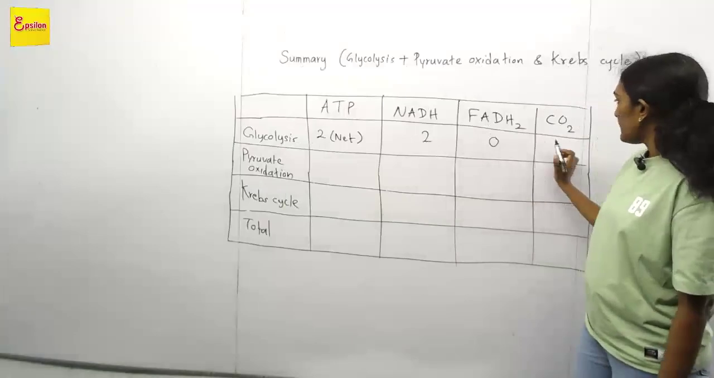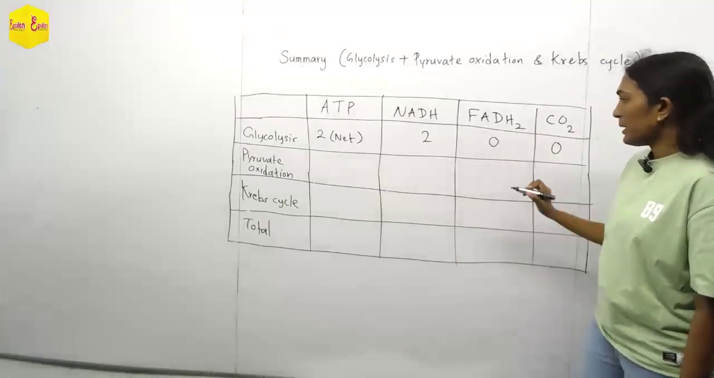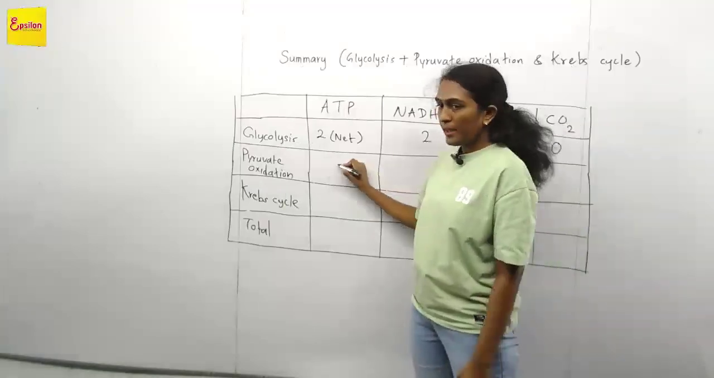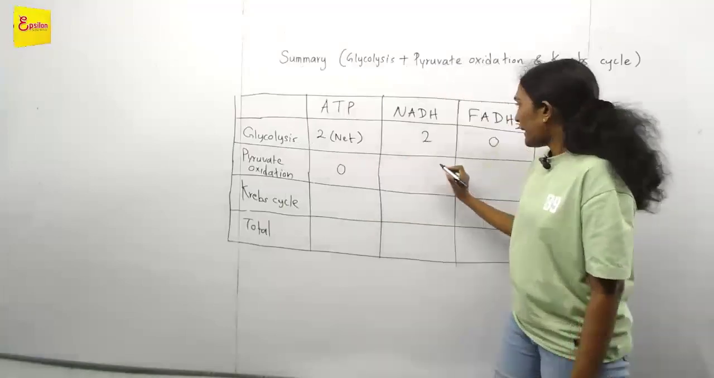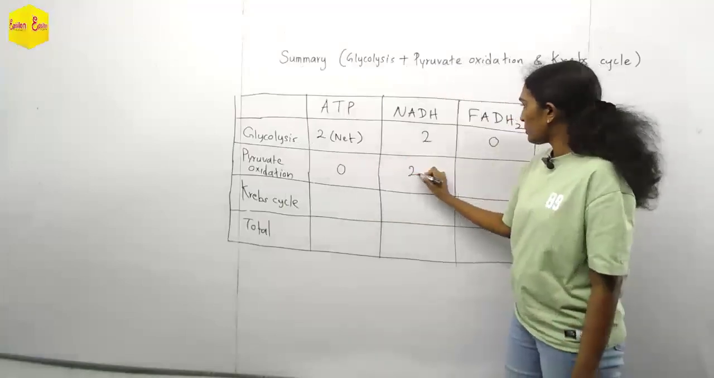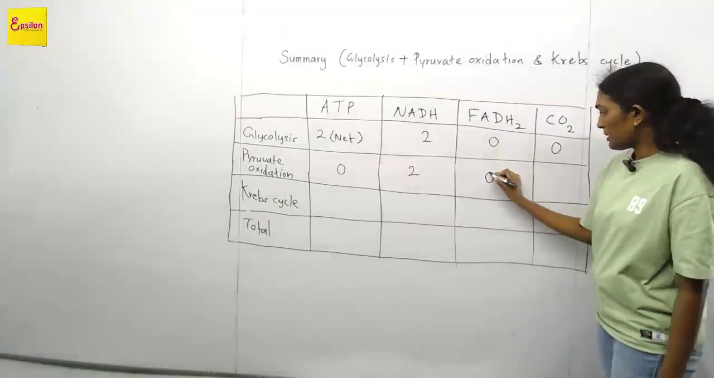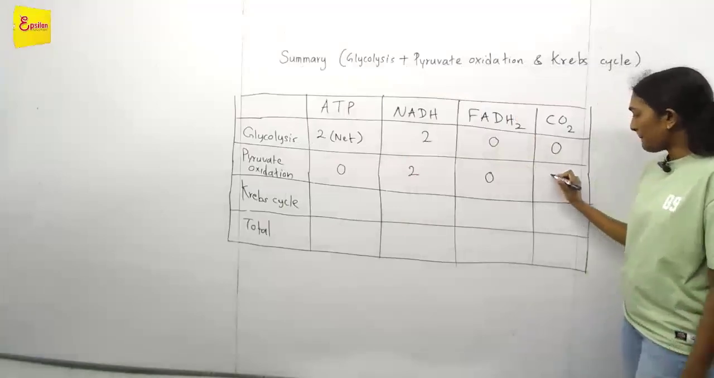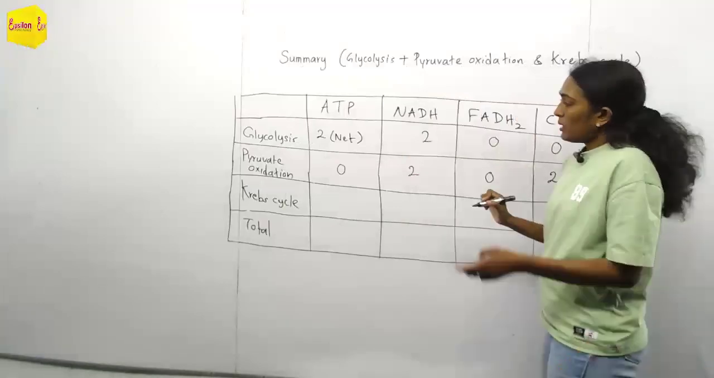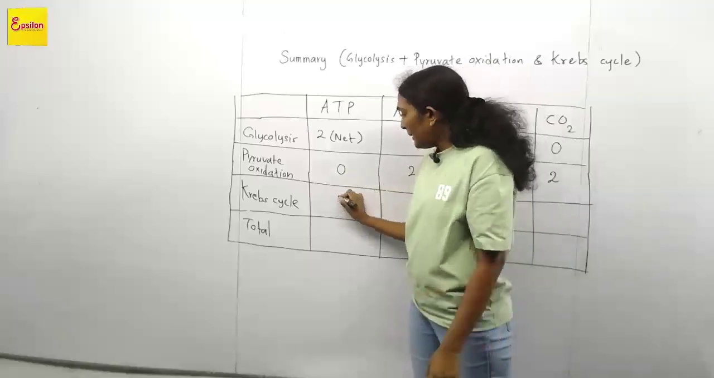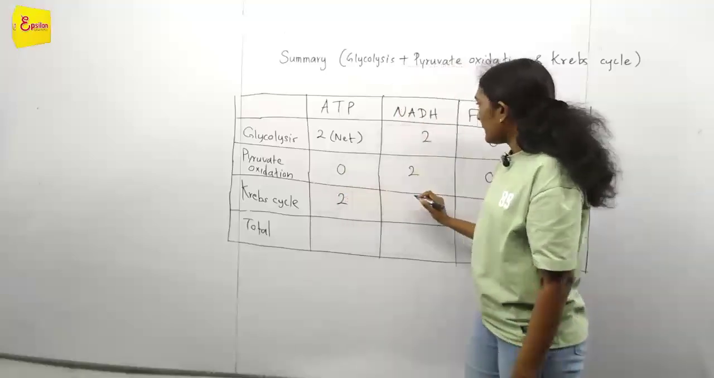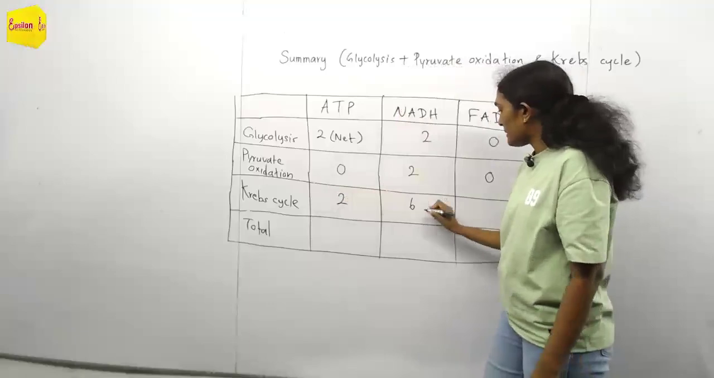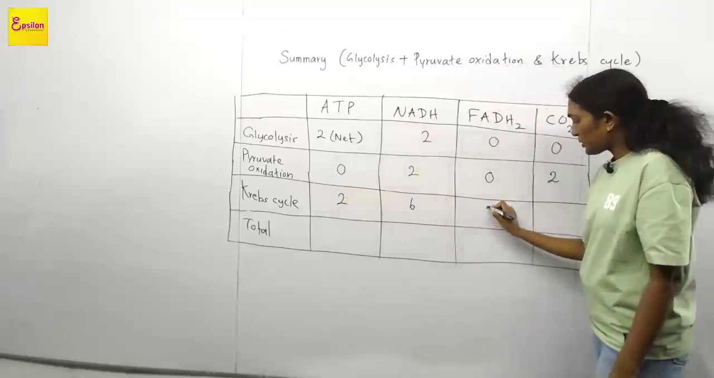No. Carbon dioxide? No. Pyruvate oxidation, ATP production? No. NADH? 2. FADH2? 0. Carbon dioxide? 2. Krebs cycle, how many ATP? 2. NADH? 6. FADH2? 2.